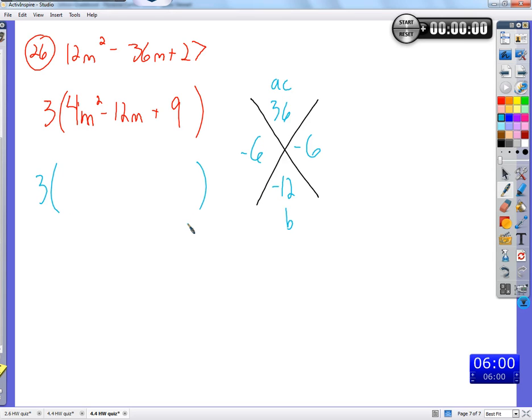What do we do with that negative 6 then? Negative 6? Put in front of the m. Plug them in how exactly? We don't plug them in for m, right? What do we do with them? Replace what? Which ones? This one? AC. Replace AC. Well, AC is just 4 times 9. It's 36. Something gets replaced by negative 6 and negative 6. What gets replaced by negative 6 and negative 6?